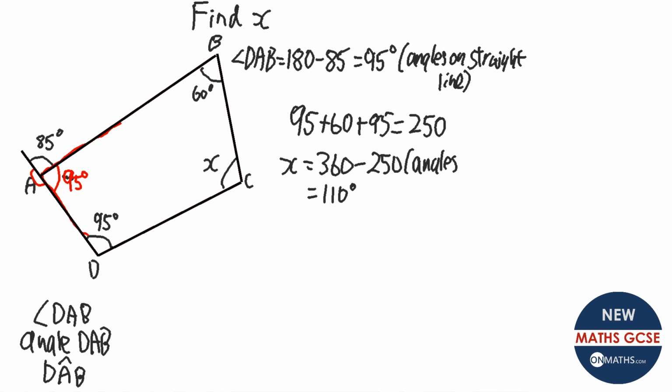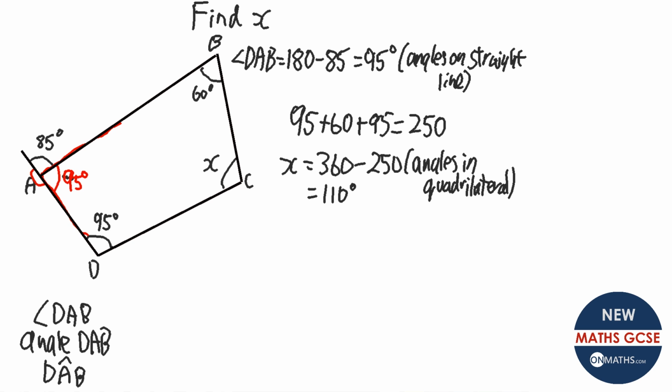angles in quadrilateral adds up to 360. Okay, last thing is we can just roughly check that it's roughly 110 degrees.